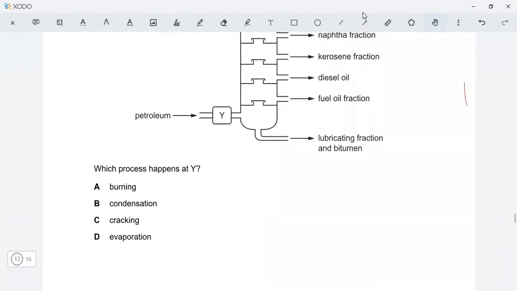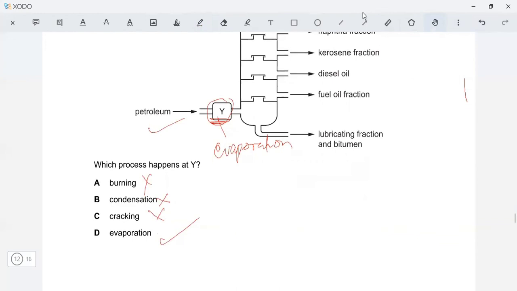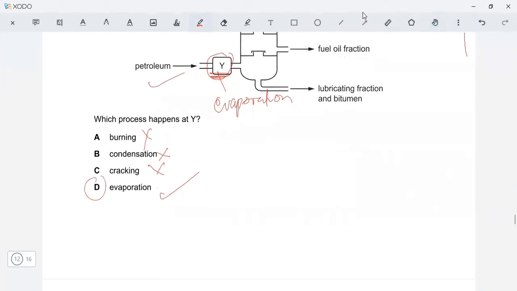So petroleum, the arrow marks, you could see the Y. Okay, so which process happened at Y? Petroleum product has to be boiled here. The evaporation takes place, no cracking, no condensation, no burning. Evaporation, boiling to be done. We boil the petroleum product here, so that we get the related substances such as kerosene, naphtha, diesel oil, fuel, and lots more things. The answer is D.